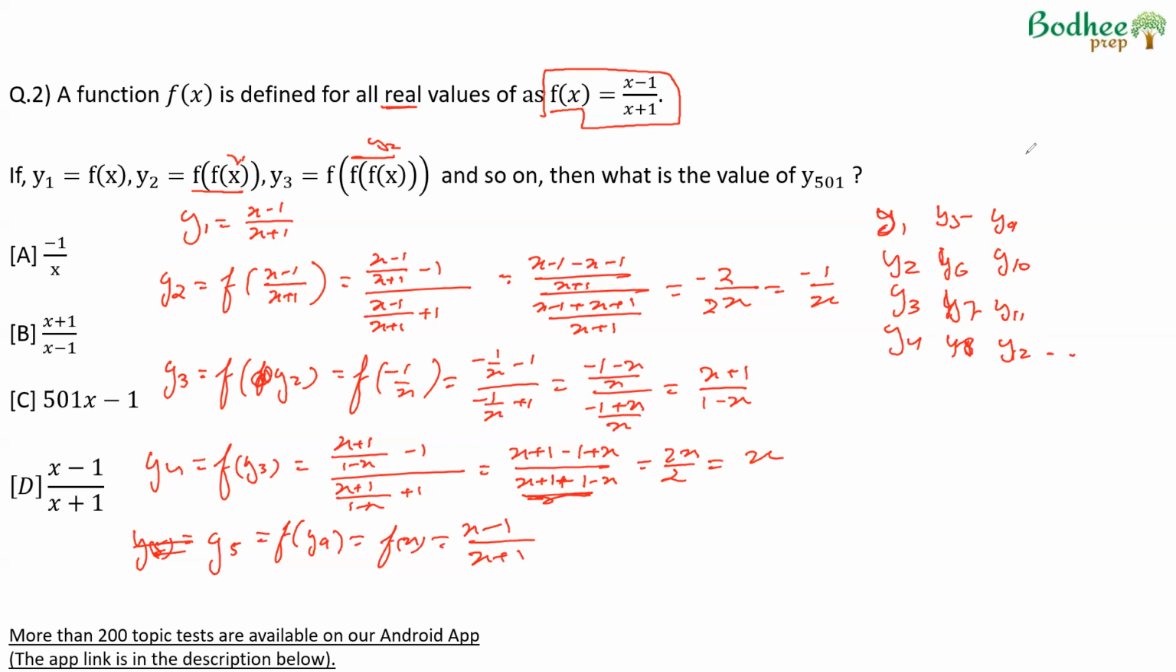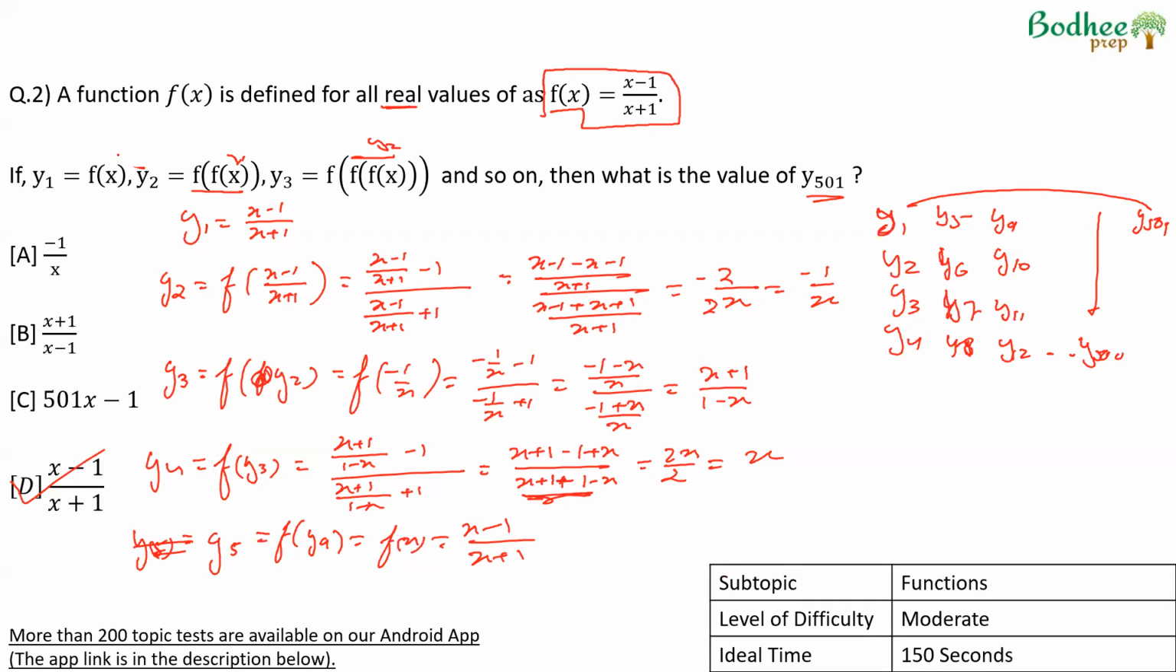So before 501, the multiple of 4 is 500. So we can say y500 will be same as y4, y8, y12, and so on. And therefore y501 will be the next term in this line. That is, it will be the same as y1, y5, and so on. Y1 is x minus 1 upon x plus 1, and therefore y501 will also be x minus 1 upon x plus 1. Option D becomes the answer.